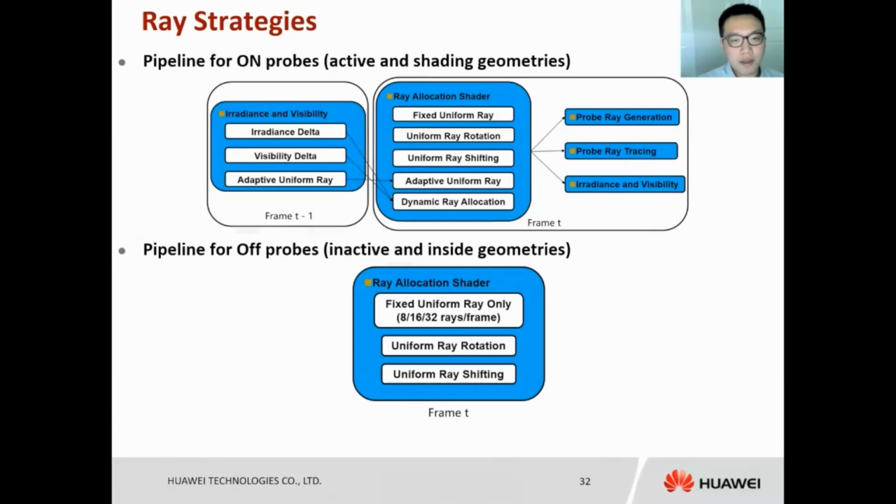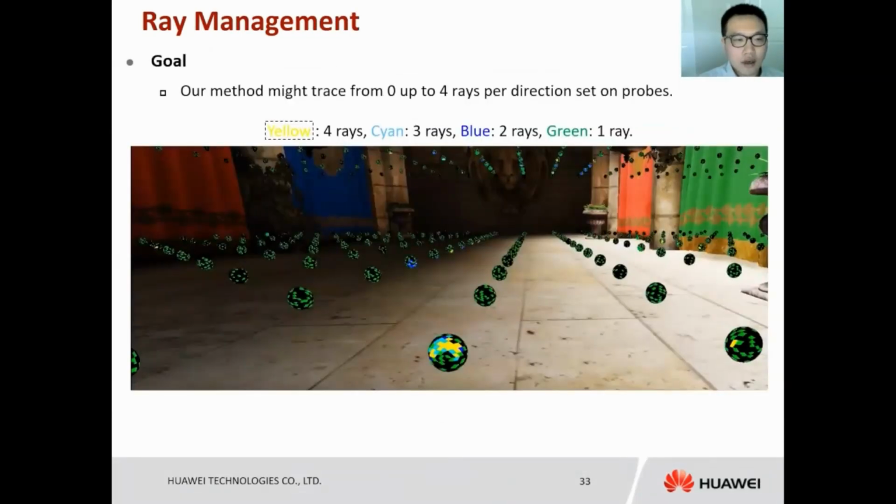This shows the pipeline of our ray strategies for ARM probes, where we allocate uniform rays and dynamic rays in the ray allocation stage. The dynamic ray takes into consideration the irradiance and visibility delta computed between two adjacent frames. These ray allocations inform the rest of the DDGI stages. For the ARM probes, we are only allocating small amounts of uniform rays. And as our method might trace from 0 up to 4 rays per direction set on probes, we need additional ray management in the DDGI stages.